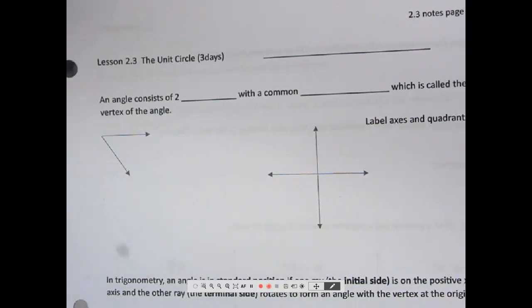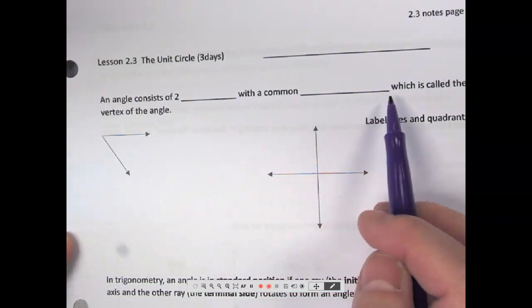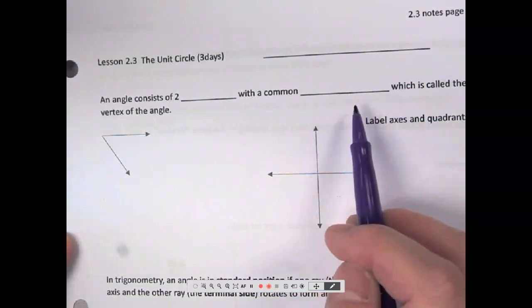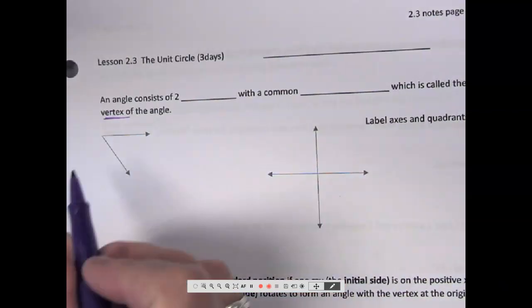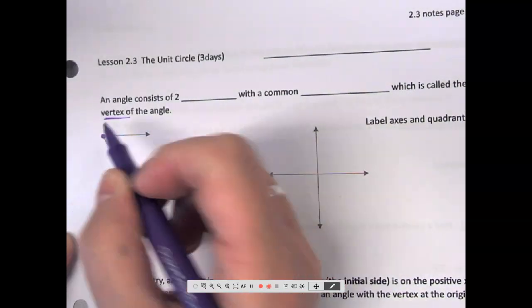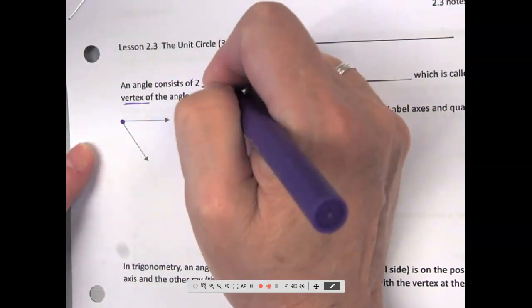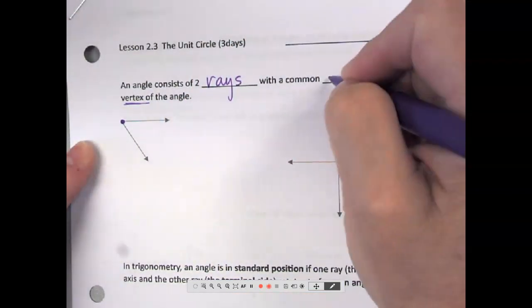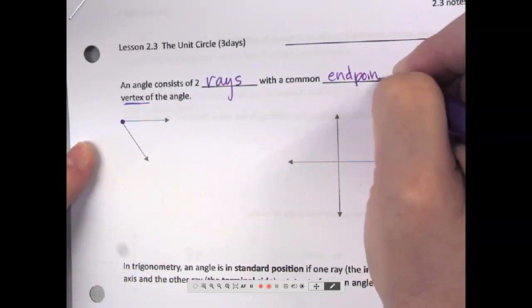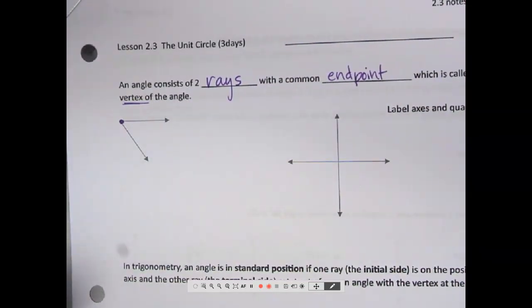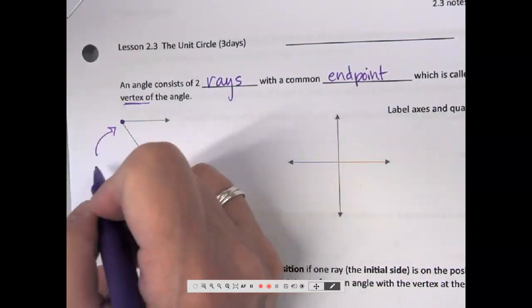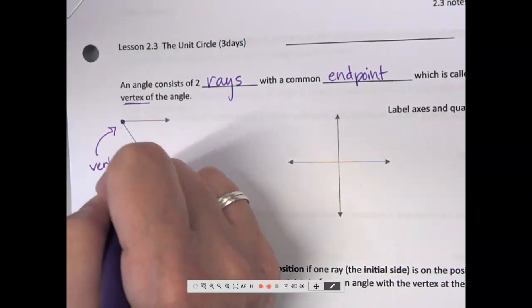An angle consists of two blank with a common blank, which is called the vertex of the angle. What do you think I'm looking for in those blanks? Two sides. Okay, two sides. If I have a common blank, what would that be? Vertex, which is called the vertex, but look at this picture over here. What are those two things? Not lines, rays, yes. So two rays with a common end point, which is called the vertex of the angle. Okay, so there's our vertex. And of course, lines and not rays can create angles as well.